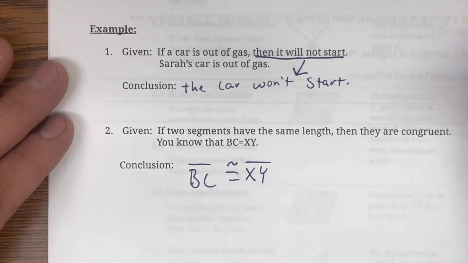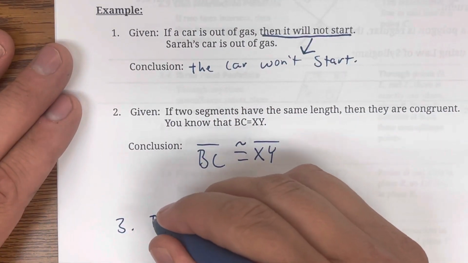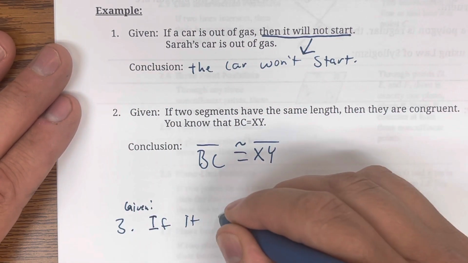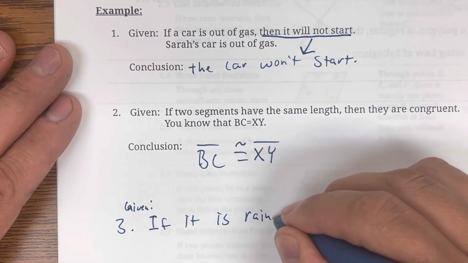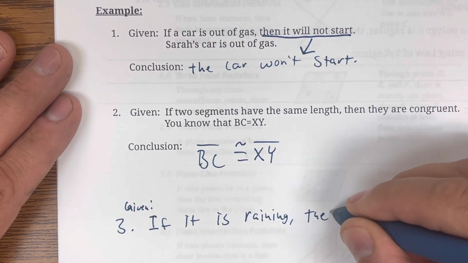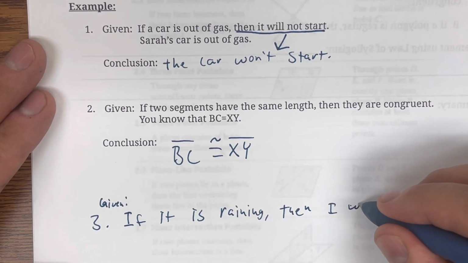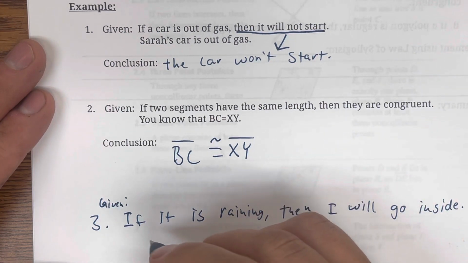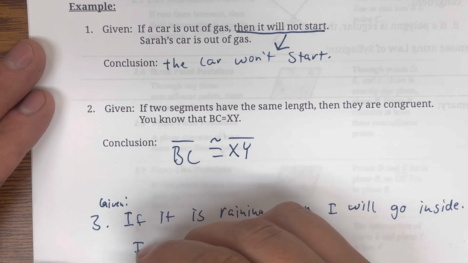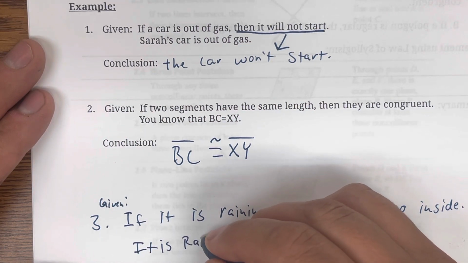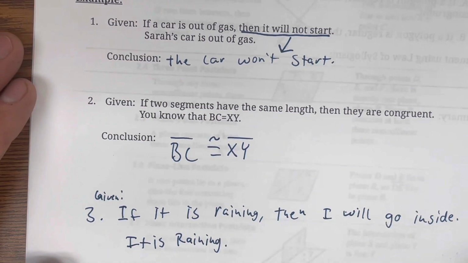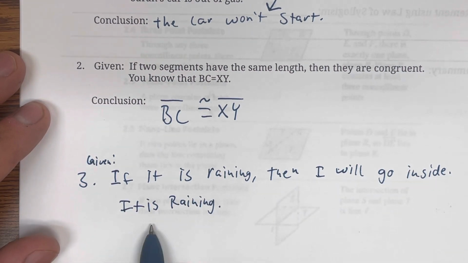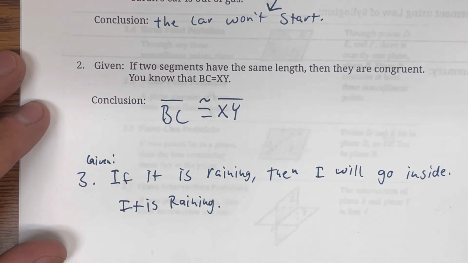I'm going to do one more. If, this is my given, it is raining, then I will go inside. It is raining. So what do I know based off that? The given is, if it is raining, then I will go inside. It is raining. The only thing that I can state is that I will go inside.